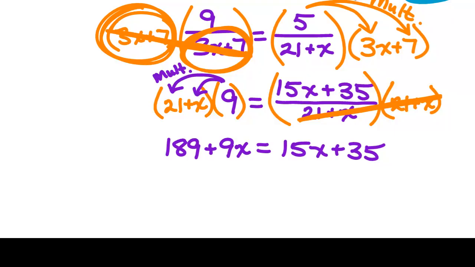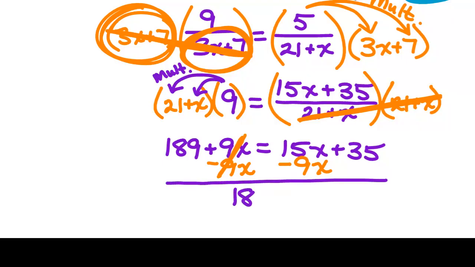Then we're going to get our x's to the same side. This is adding a 9x. I want to make it cancel, so I'm going to subtract 9x so that that cancels out. But if you do it to one side, you have to do it to the other side. So I have minus 9x on both sides. Gives me 189 is equal to 6x plus 35.